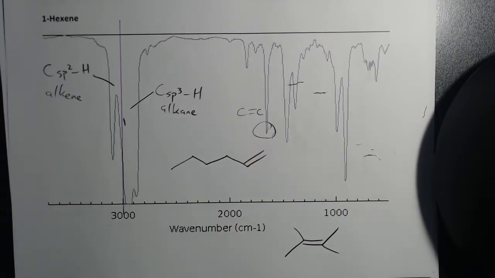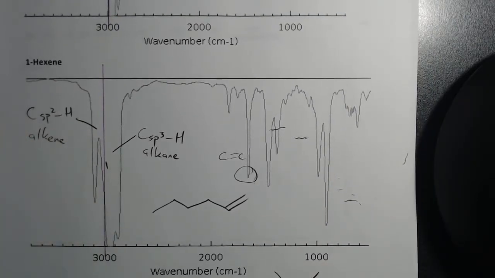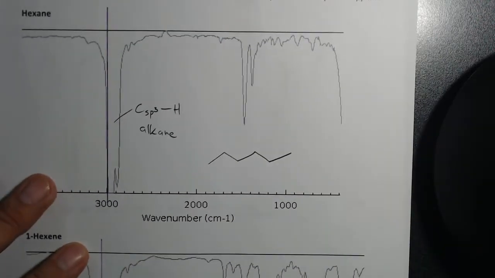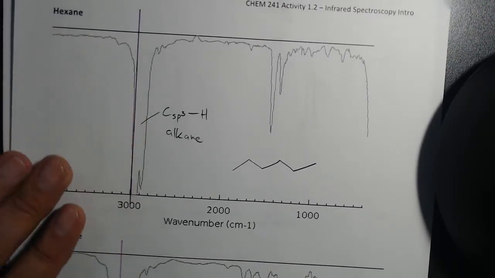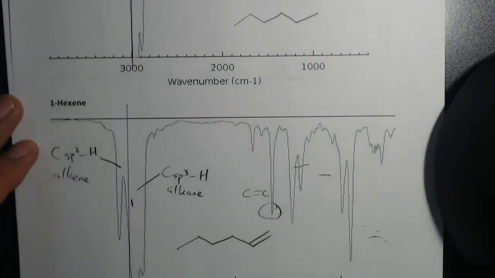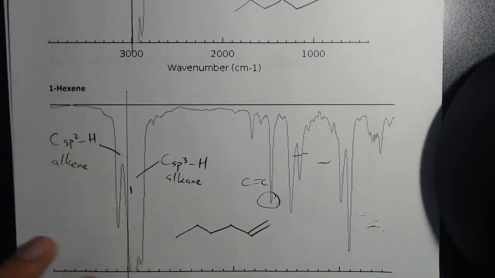All right, is it making sense how we're going to use this line at 3000? Just to the right of that are our alkane CHs. Most spectra are going to have that stretch in there somewhere. And if it has an alkene, we typically have, just to the left of that line, the C-sp2-H. All right.